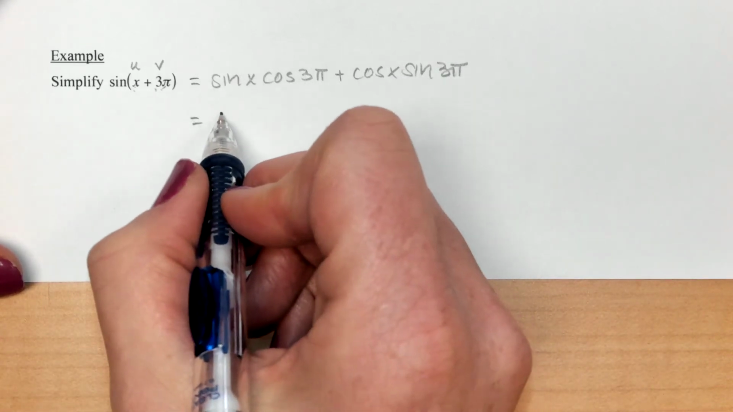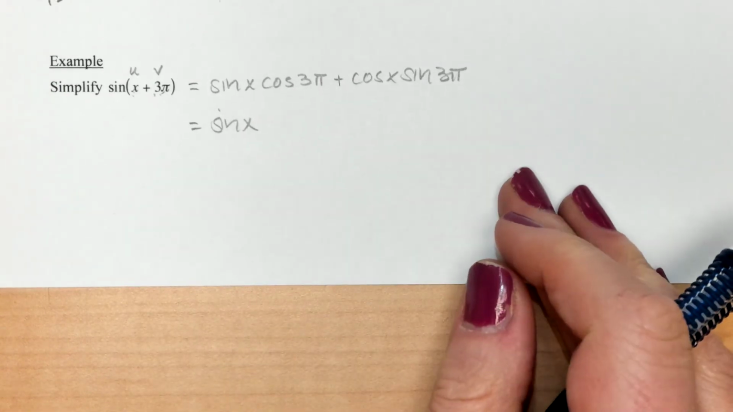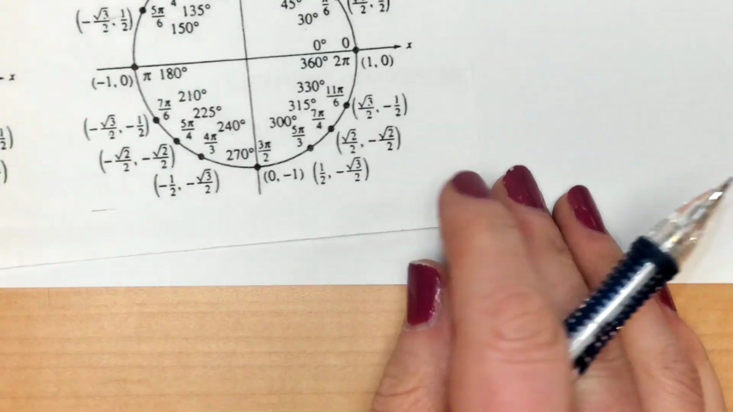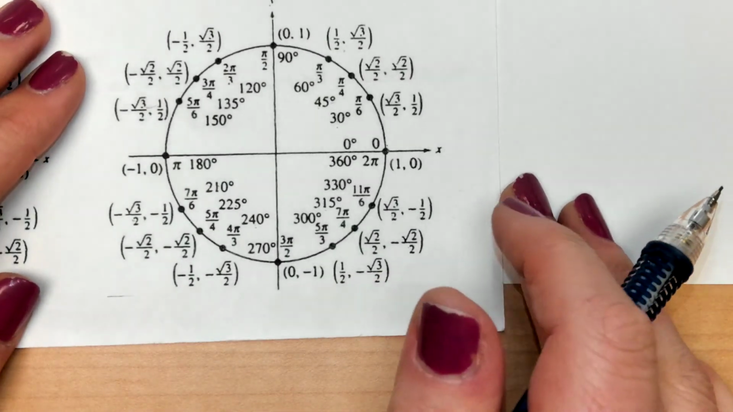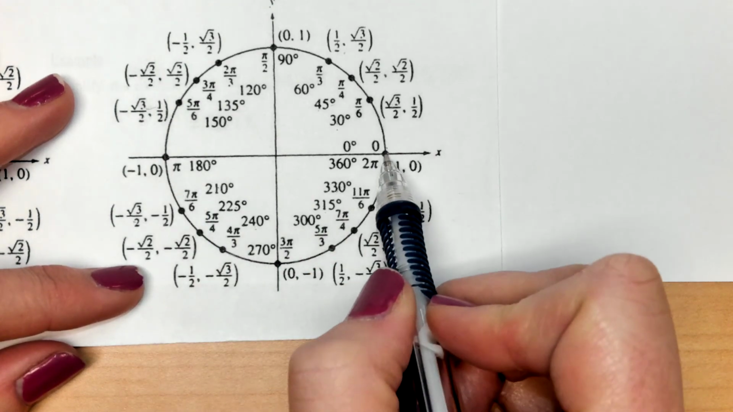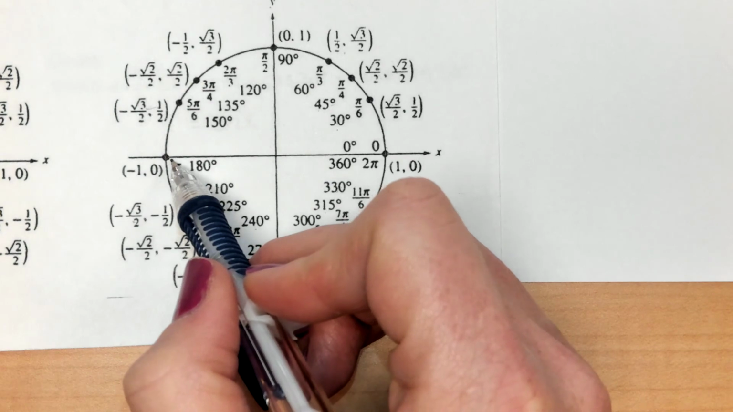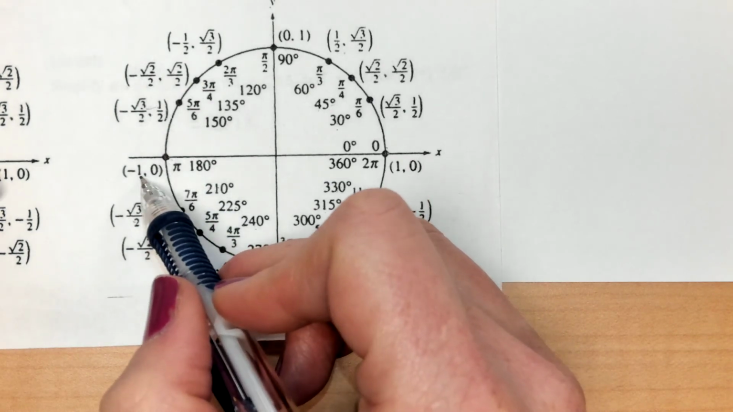So sine of x, I can't do anything with that. I don't know what it is. Don't care. Cosine at 3 pi, though. So I go to my circle and I go, okay, where's 3 pi? Well, I know there's 1 pi right here. There is 2 pi right here. So it kind of stands to reason that this would be 3 pi. And I'm supposed to give the cosine there. So that's -1.